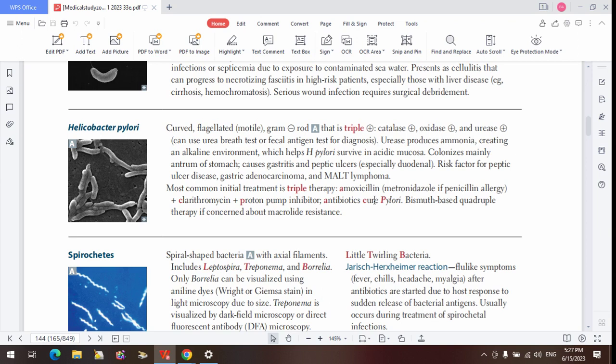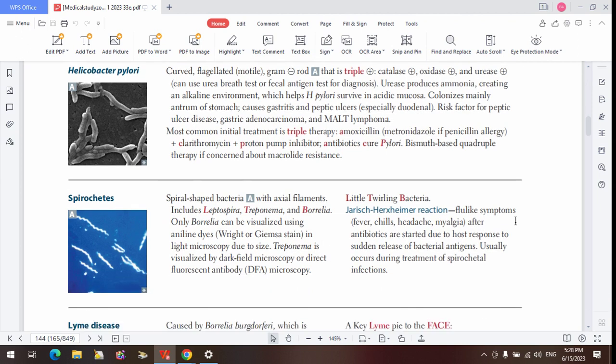Yeah, but there's another one that we call the bismuth-based quadruple therapy, particularly if somebody has macrolide resistance. So if there's resistance to clarithromycin, you just change the whole thing entirely. You just give them the bismuth, your metronidazole, you add tetracycline to it, then your PPI. So that's a quadruple-based therapy.